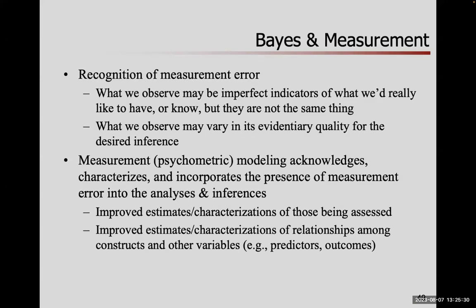What additional reasons do you have? The recognition of measurement error. What we observe might be an indicator of what we'd ultimately like to know, but it's imperfect. Our observations or observed scores on assessments are not the same thing as the construct of inferential interest. And the different ways we might measure that construct of inferential interest will vary in its quality. We'd like to acknowledge, capture that, and understand it. This is what measurement modeling does. In the presence of measurement error, we can get better characterizations of those being assessed, as well as relationships to other variables, the measurement quality itself.